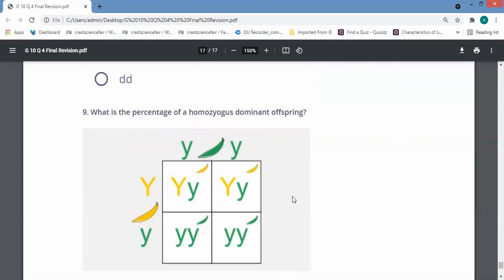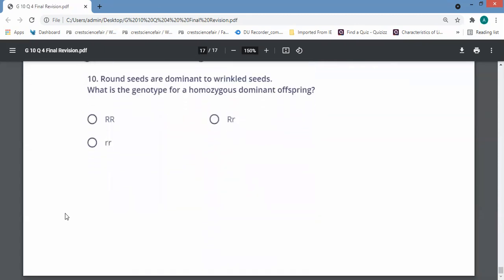Two capital letters. The last question: round seeds are dominant to wrinkled seeds. What is the genotype for a homozygous dominant offspring? The first one, two capital letters, because they are homozygous, similar, and they are dominant. Is it clear?